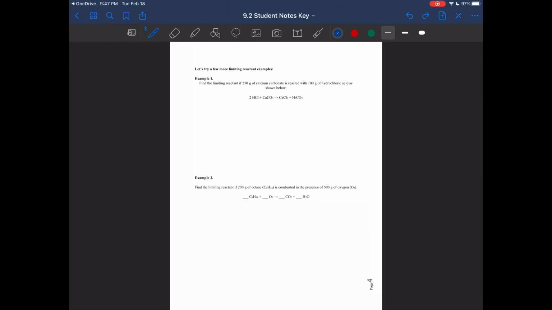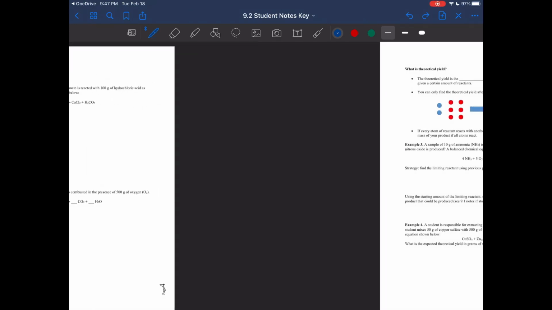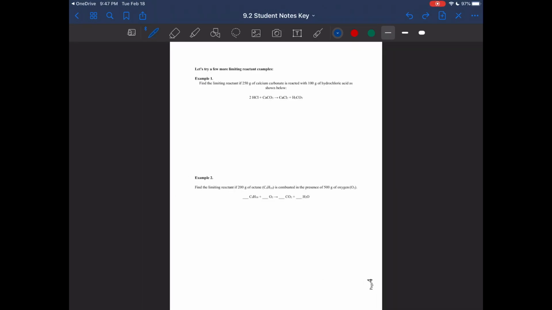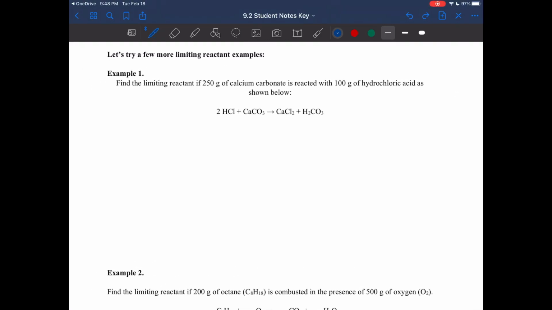Okay, let's try a few more limiting reactant problems here. Example 1. Let's find the limiting reactant if 250 grams of calcium carbonate, CaCO3, is reacted with 100 grams of hydrochloric acid, HCl, as shown in the reaction below. Okay, and we have our balanced chemical equation. Awesome.